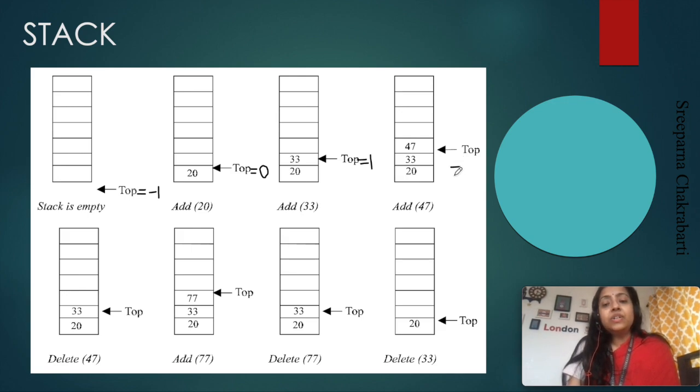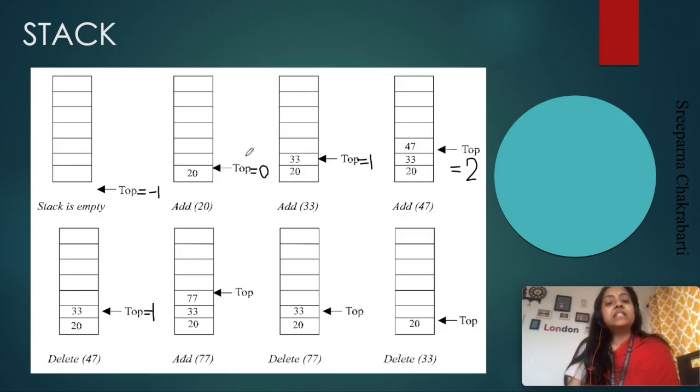Now we start to delete the elements from the stack. Deletion of an element from the stack is called popping or pop operation. Whenever we are popping, remember always the last inserted element will be popped out first. What will be popped out first then? 47. As soon as we pop out 47, what is the value of the top now? It again is equal to 1.